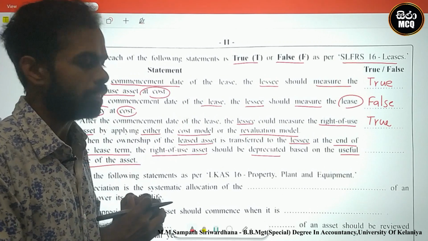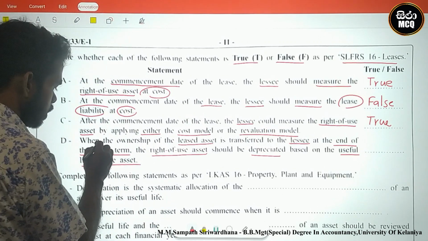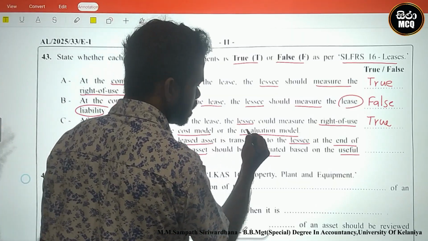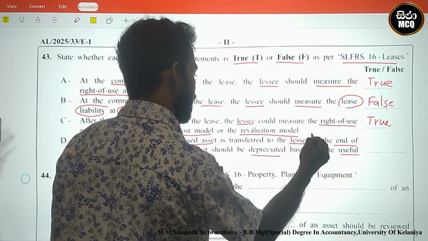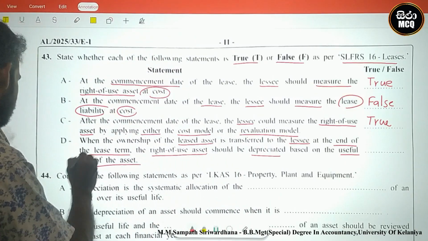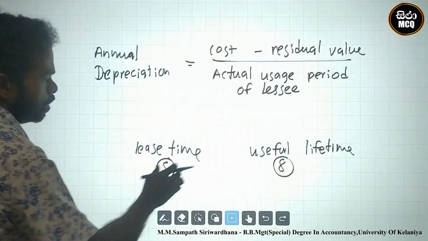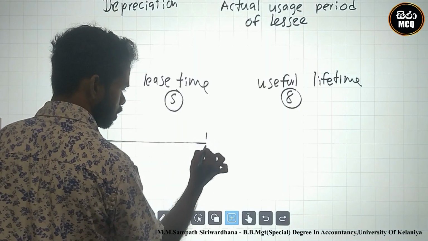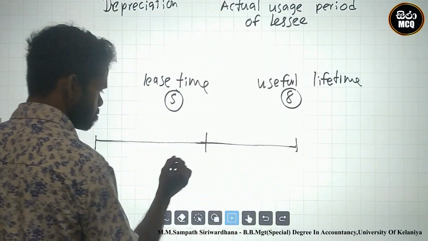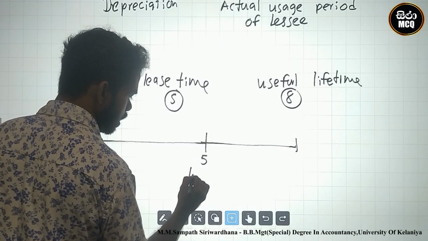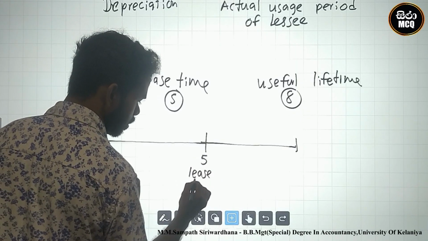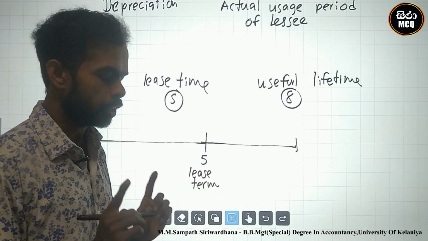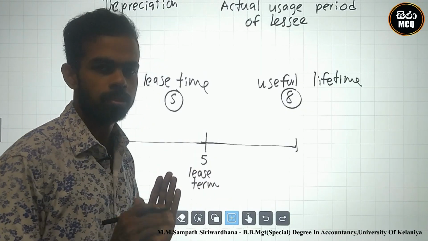Okay, what is the actual usage of our company? Look here, this is the option when the ownership of the leased asset is transferred to the lessee at the end of the lease term. Look here, the lease term is 5 years, this is the 8 years, this is the lease term end. We actually used it for 5 years.